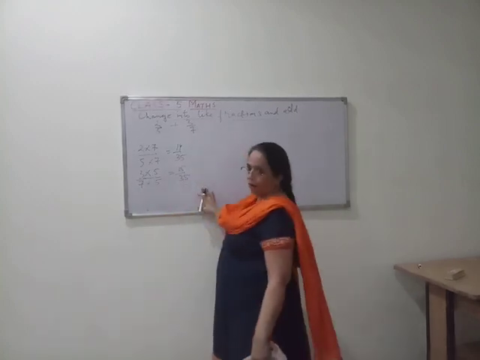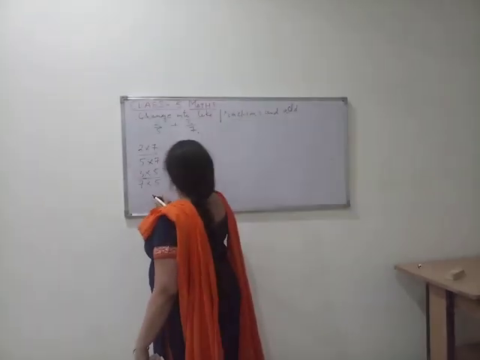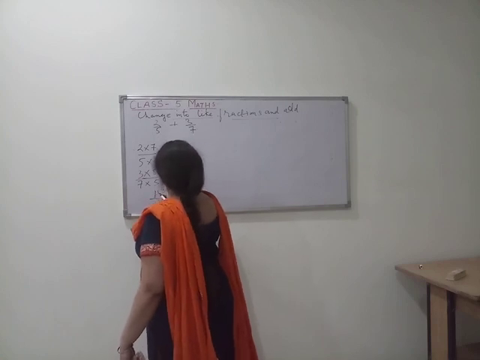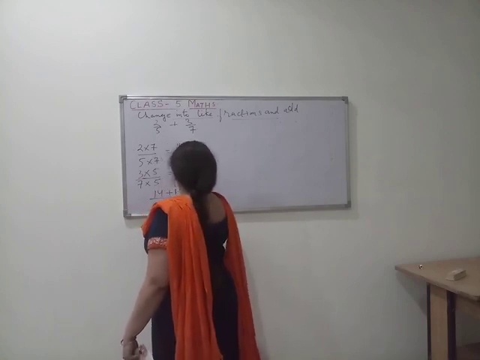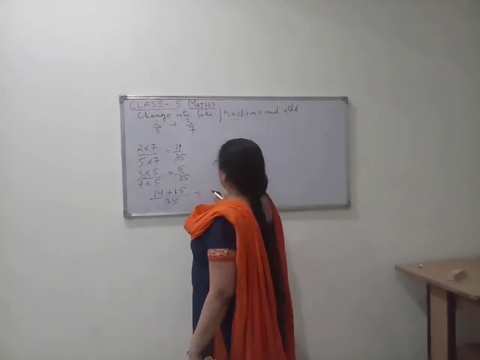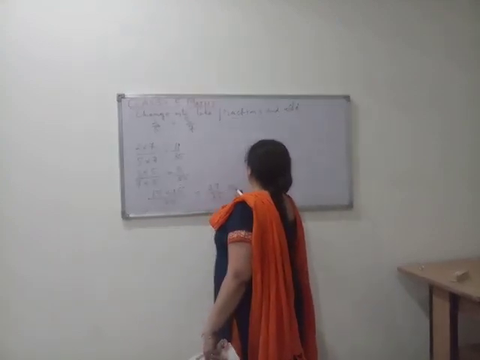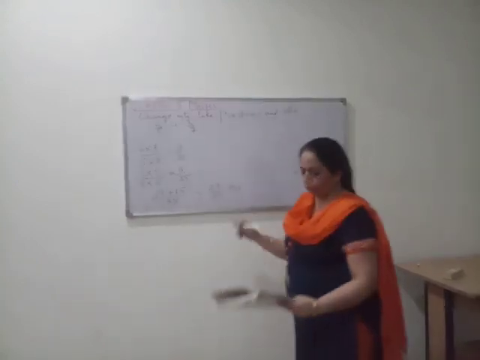Now the fractions are like fractions. Now we will add them. You will get 35 here, and 14 plus 15, and it is 29 upon 35. This will be your answer. Like this we have to make it.